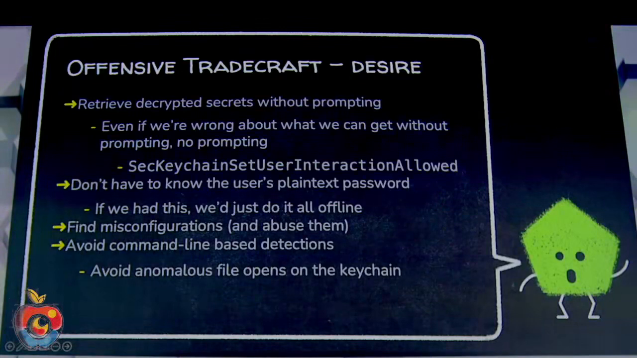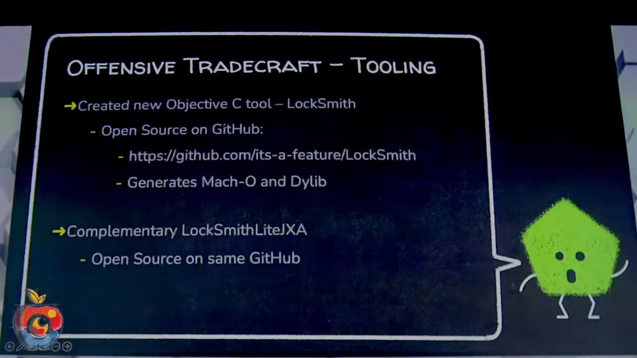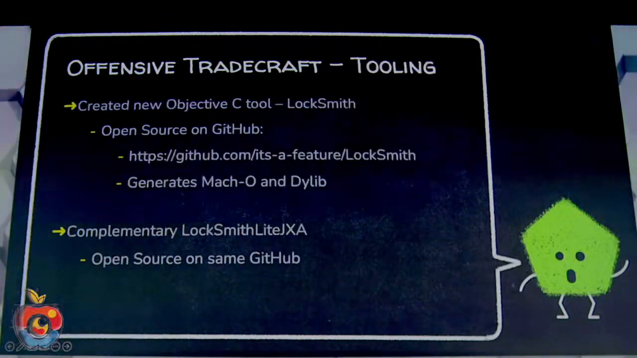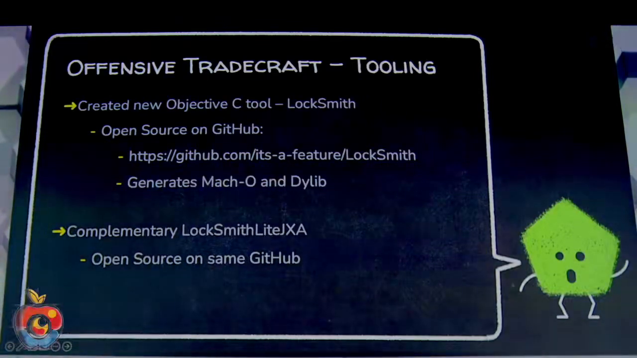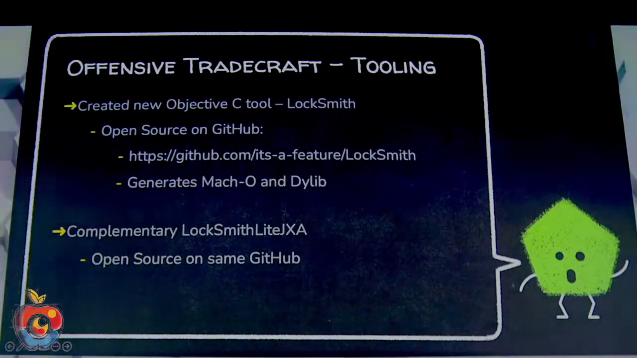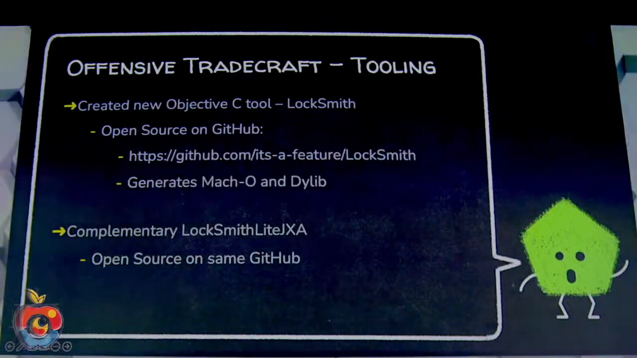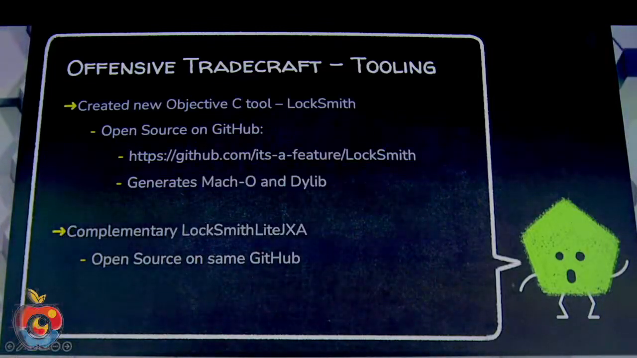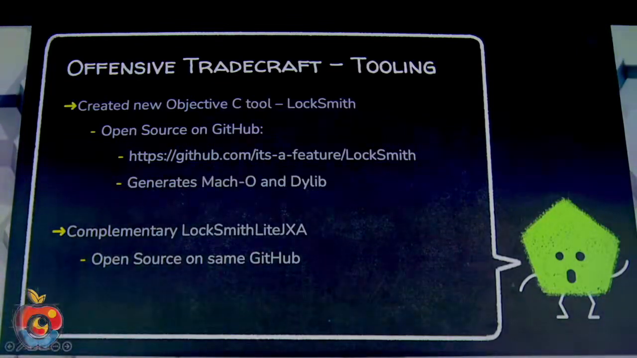So naturally, offensively, I tried to find out whether there are GitHub projects or things I can use to do this. There's not a whole lot of tooling out there, so I created my own. This is an open source tool that I just published on GitHub maybe an hour ago, so feel free to go ahead and pull it down. It's called Locksmith. As you compile it, it'll generate a Mach-O and a dylib that you can use. There's also a complementary Locksmith Lite that does a lot of the same sort of stuff in JavaScript for automation, and we'll talk about why that is pretty useful in a bit.